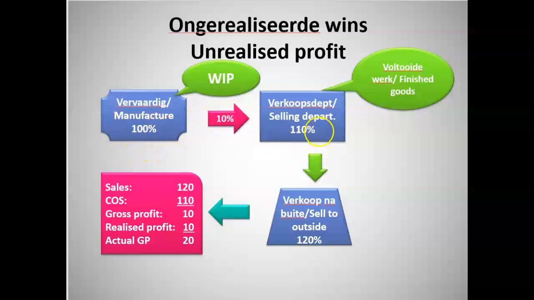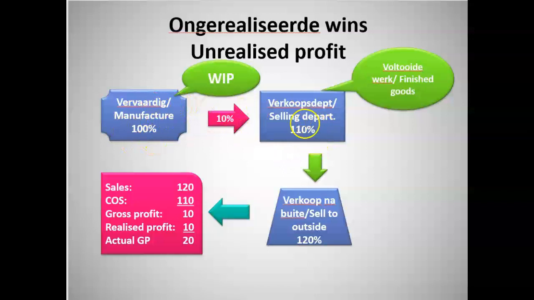Let's say that they have all those products on hand at year end. Still, they haven't sold them. At what value are they going to show these products? They're going to show the products at 110. But is that the actual value? No, it isn't. The actual cost price of that product is 100.